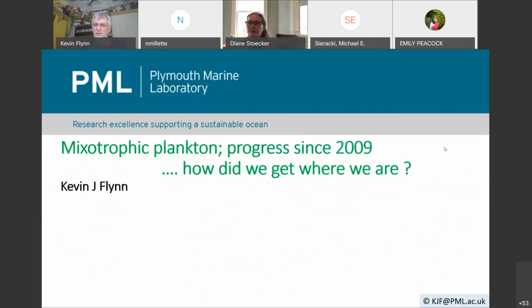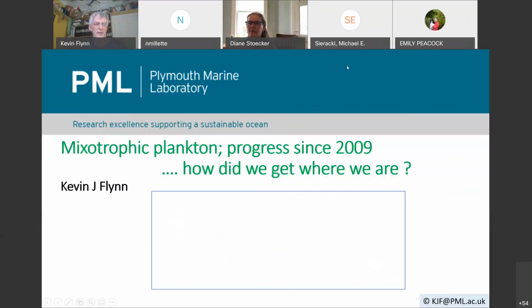Yes. Yeah. We're seeing a slide that says mixotrophic plankton progress, Plymouth Marine Laboratory across the top.